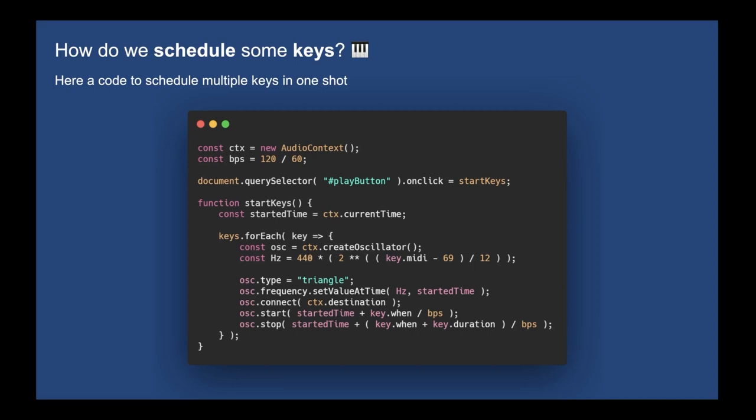Here, we start the key patterns. The code is really similar to the code of the drums. The only difference is that we have to call the stop function. So for the start, it's the same thing. We save the current time at the beginning of the function, and we give to the start function the started time plus the key offset. For the stop function, it's the same thing, but we have to give the started time plus the offset plus the key duration.